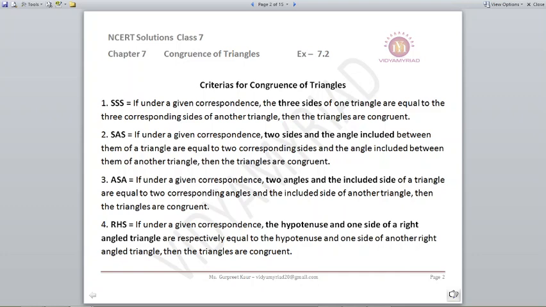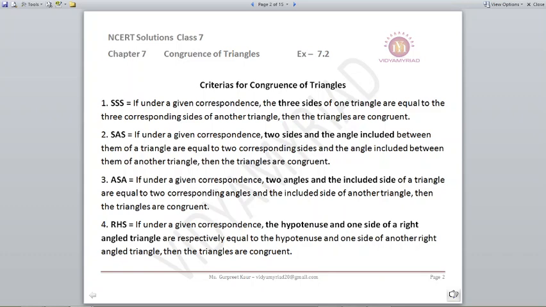And the last criterion, the fourth criterion, is known as RHS, which stands for right angle, hypotenuse and side. What is right angle? That is one angle is 90 degrees, H is the hypotenuse, and any one side of a triangle. If they are equal, then the triangles are congruent. Therefore, in the RHS criterion, there has to be one 90 degree angle, there has to be one hypotenuse compulsorily, and any one of the other sides remaining. If they become equal and congruent, only then you can apply this rule.